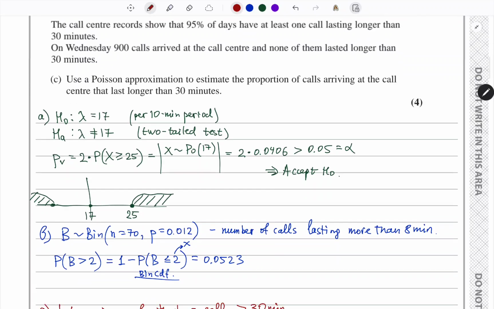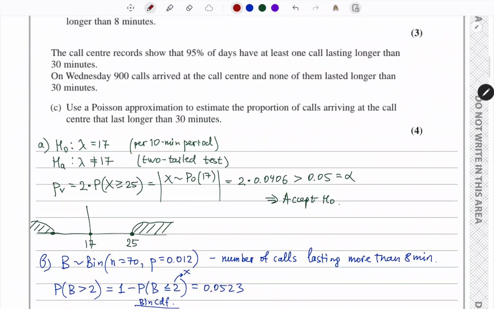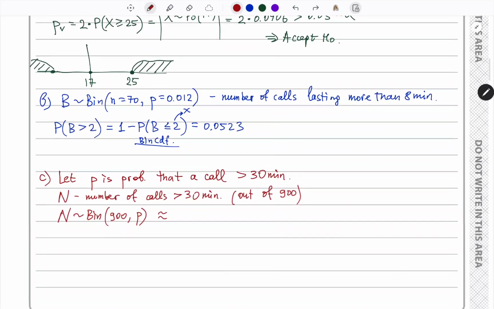If we don't use any approximations, then N of course follows a binomial distribution with n equals 900 and probability p, unknown. But we can replace it with an approximation. It can be approximated by a Poisson distribution, where lambda is np, which is 900p. Then we are given the probability that N equals 0.